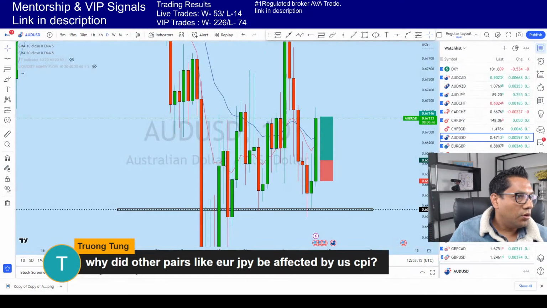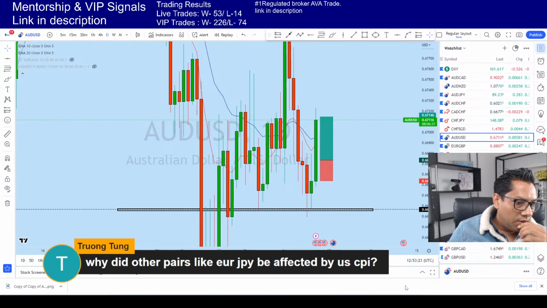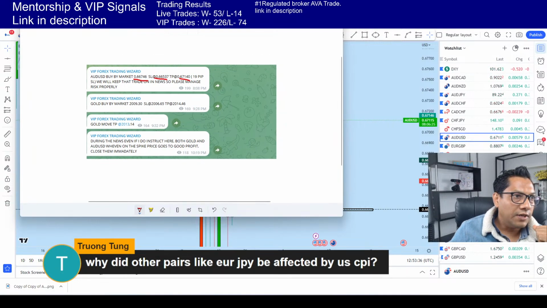I even told my boys to close the profit. So here AUD USD was long at 0.66746, stop loss at 0.6653, TP target at 6714. Okay, exactly this trade along with the gold also. Here's the gold. Yeah, gold was here, both were long.